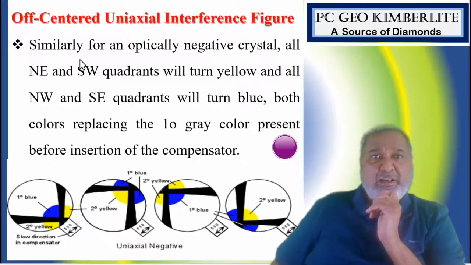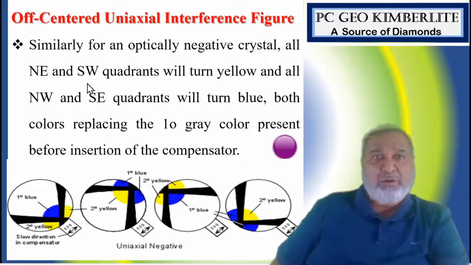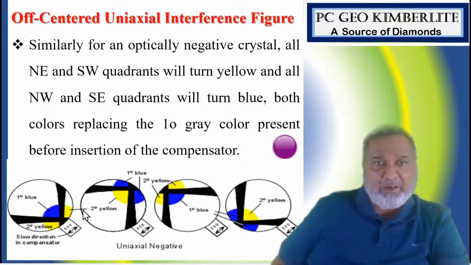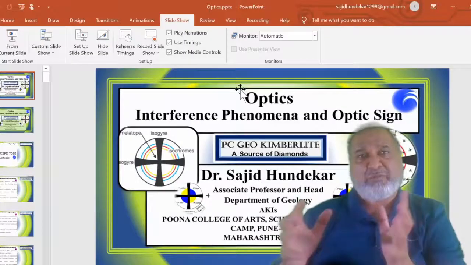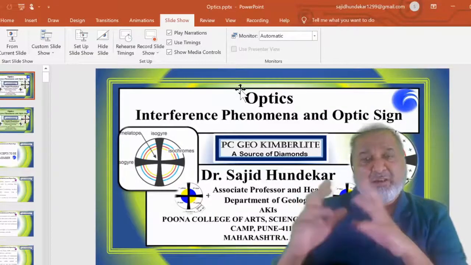Similarly, for an optically negative crystal, in the northeast you can see now it is parallel to the slow ray. Again parallel to the slow ray, yes, parallel to the slow ray. So that is how you make out the topic of interference phenomena in optic sign.